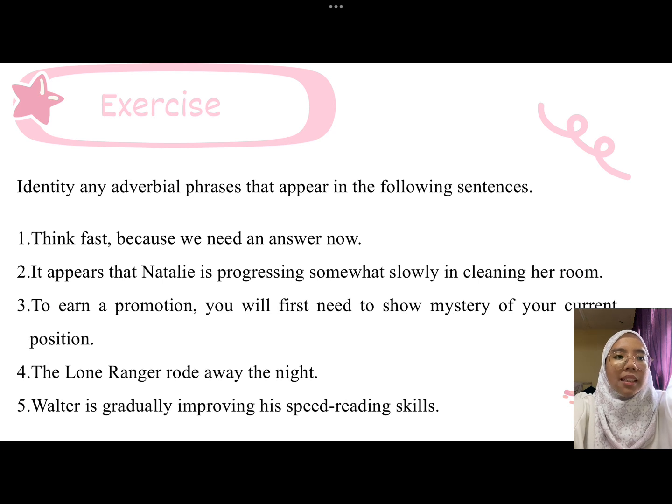Okay, next are the examples of exercises based on adverb phrases. We can try doing the exercise, and there will be an answer sheet given at the end of the slides.